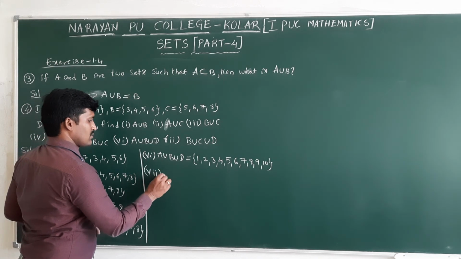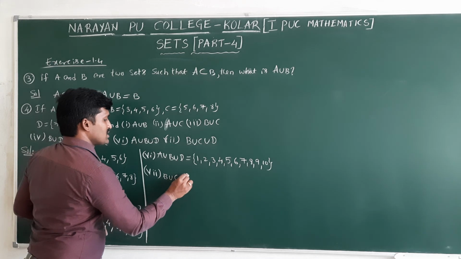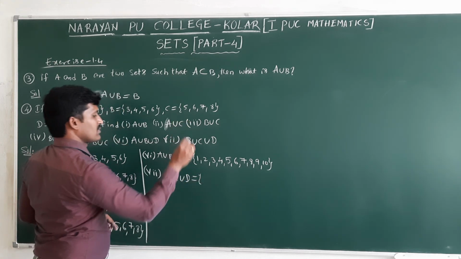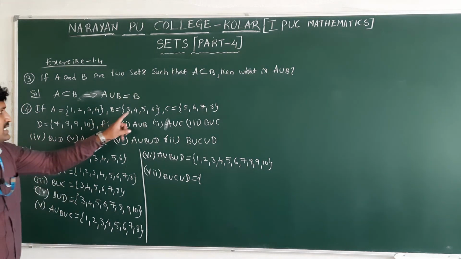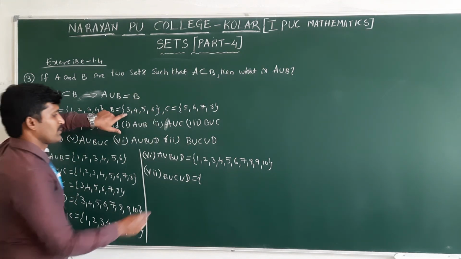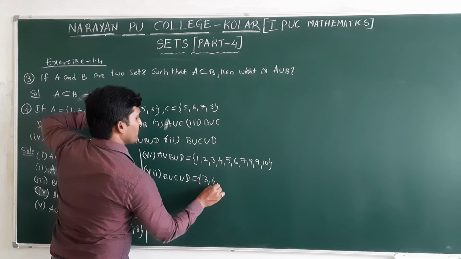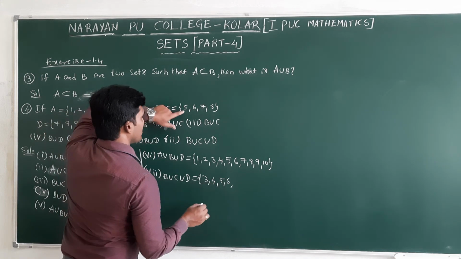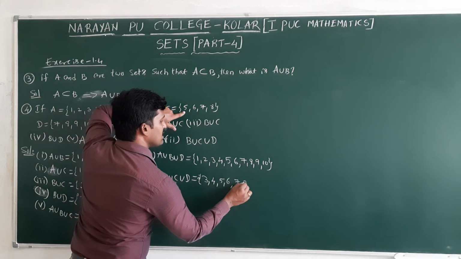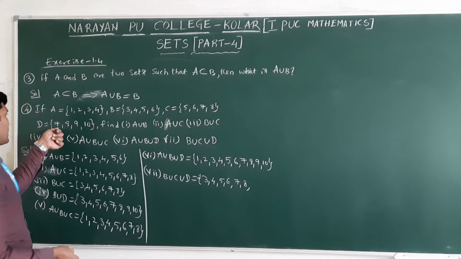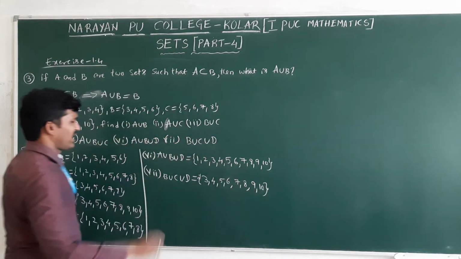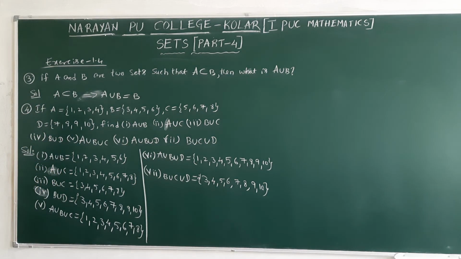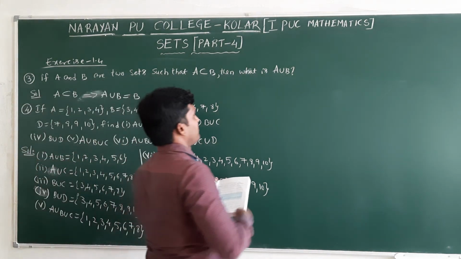Seventh question. B union C union D. B union C union D means B, C, D. What B elements starting? 3, 4, 5, 6. Again 5, 6 not required. 7, 8. Again 7, 8 not required because again repeated here 9, 10. It's very easy to find union and intersection between any sets is given.